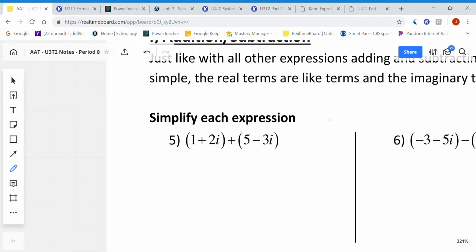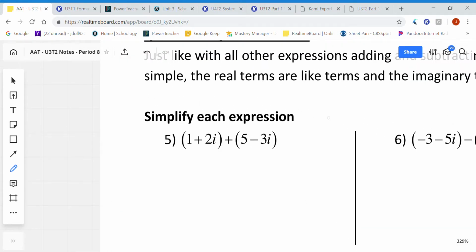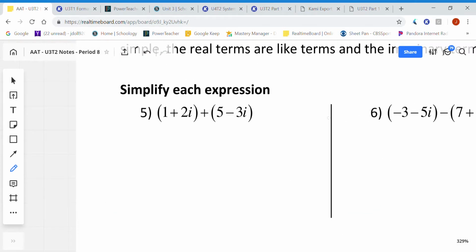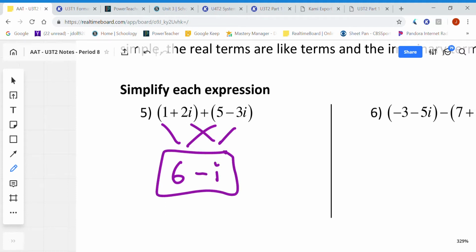All right, so let's look at adding and subtracting complex or imaginary numbers here. The good news is, like terms, if you have the same type of term, then you're good to go. So you have a real number 1 and a real number 5, and you're adding, so 1 plus 5 is 6. I have an imaginary term, 2i, an imaginary term, -3i. I add them up, 2 plus -3 gives me -i, and that is what we would get there.